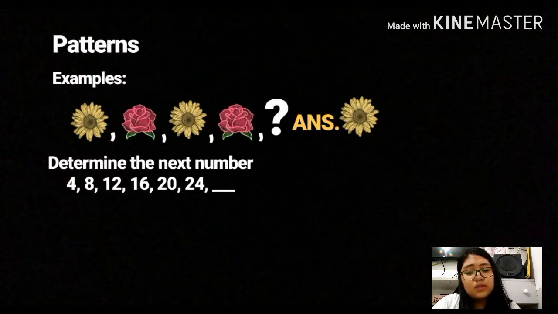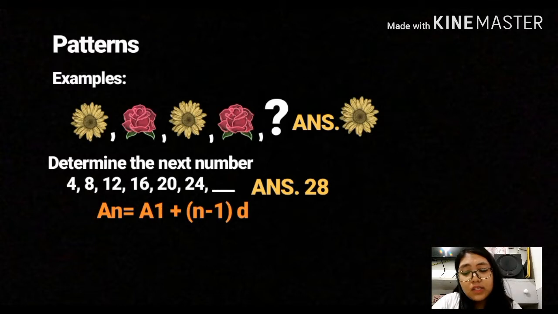4 plus 8 is equal to 12, 12 plus 4 is equal to 16, 16 plus 4 is equal to 20, 20 plus 4 is equal to 24, 24 plus 4 is 28. So the answer will be 28.